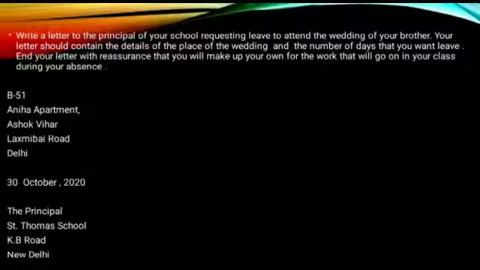Then again leave one line and write the address of the receiver or addressee. Here you need not write the factual address. Means sender's and receiver's address need not be factual if it is not mentioned in the question. I have written the principal, St. Thomas School, KB Road, New Delhi.